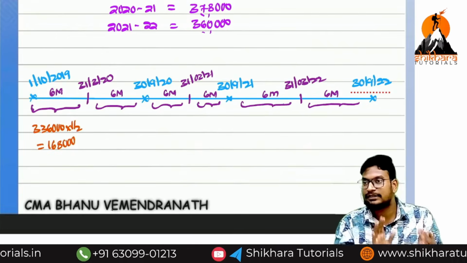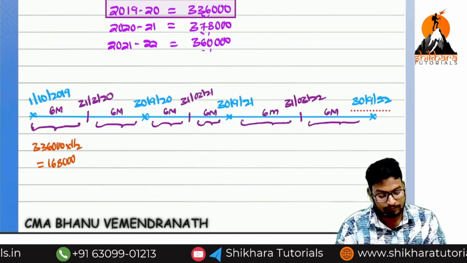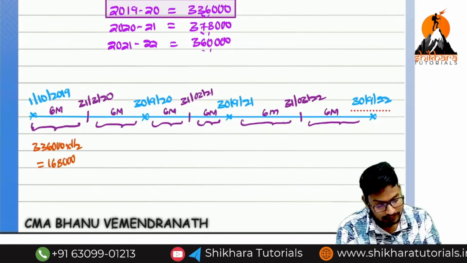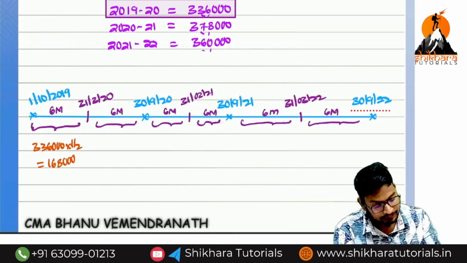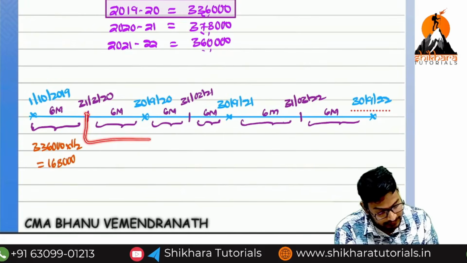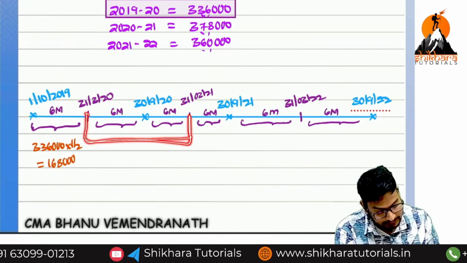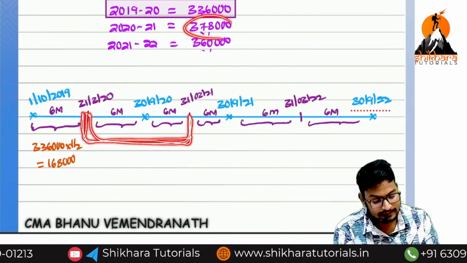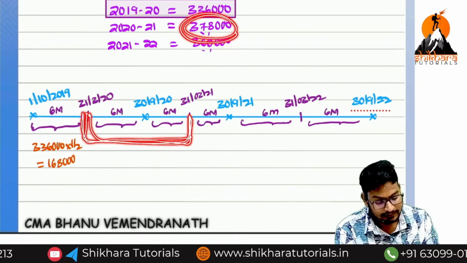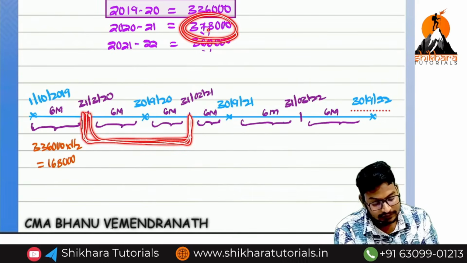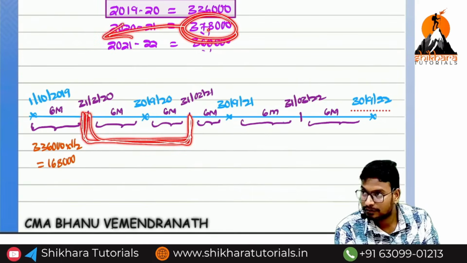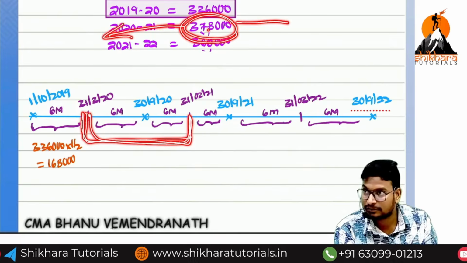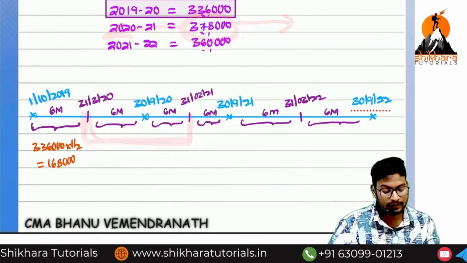Now the remaining 6 months are also there. But from here to here is 1 year. They have given this year's profit. What is this year's profit? 3,78,000. In this 3,78,000, 6 months belong to the first year and the other 6 months belong to the second year. Are you getting the point or not?